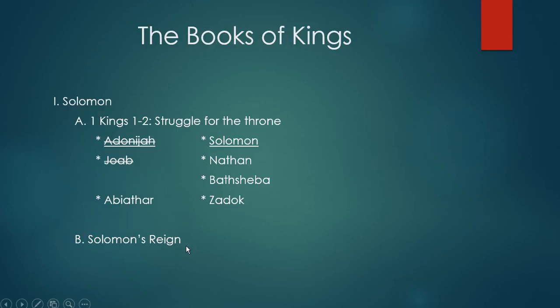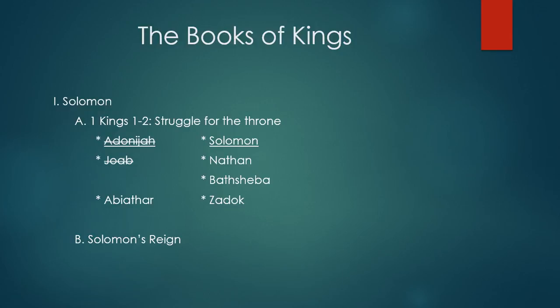Note in particular chapter 4, beginning with verse 20, where it tells us that Judah and Israel were as numerous as the sand by the sea. They ate and drank and were happy. A direct reference to the promise that God had made to Abraham of descendants as numerous as the seashore. That promise is now being fulfilled.